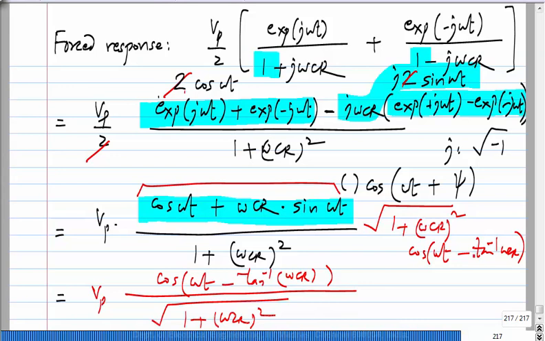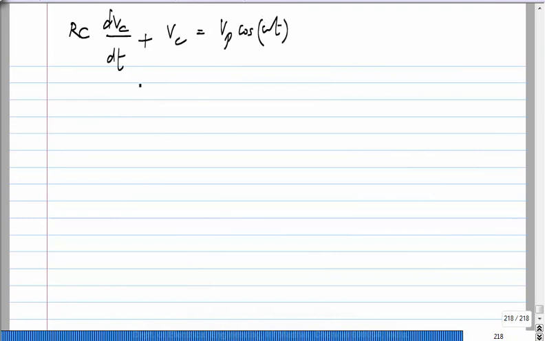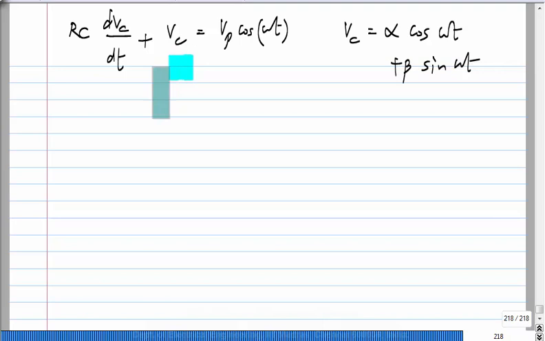Okay. So, alternatively, we could recognize that when we have a differential equation like this, we guess that Vc would be of the form some linear combination of cos and sine, right? Because here we have the function and its derivative. If you have cos here, you get sine there. If you have sine here, you get cos there. So, to balance out and finally get cosine, you need both of them in general. Okay.